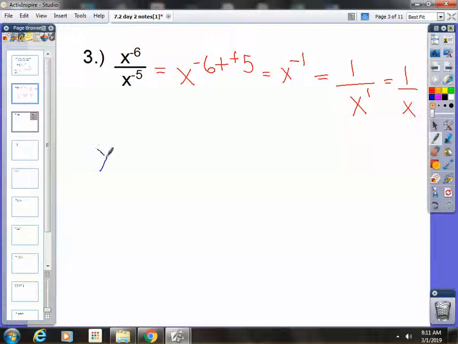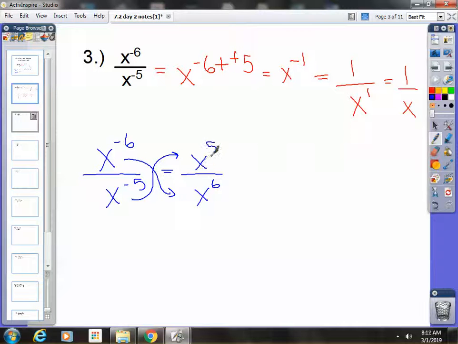What if we changed floors first? Both the x in the numerator and the x in the denominator have a negative exponent. So I could have moved the x to the negative 6 down to the denominator, and I could have moved x to the negative 5 up to the numerator, right? They both have negative exponents, they both get to move.